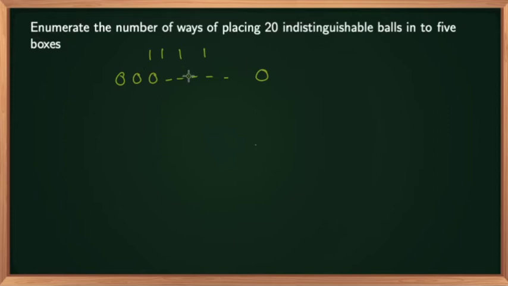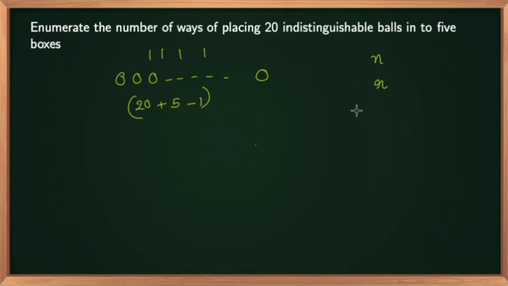Now, if you consider there are n balls and r boxes, what will be the total number of elements in the string? Here it is 20 plus 5 minus 1, correct? Why? Because when there are 5 boxes, you need only 4 separations. That is why this 5 minus 1 has come.